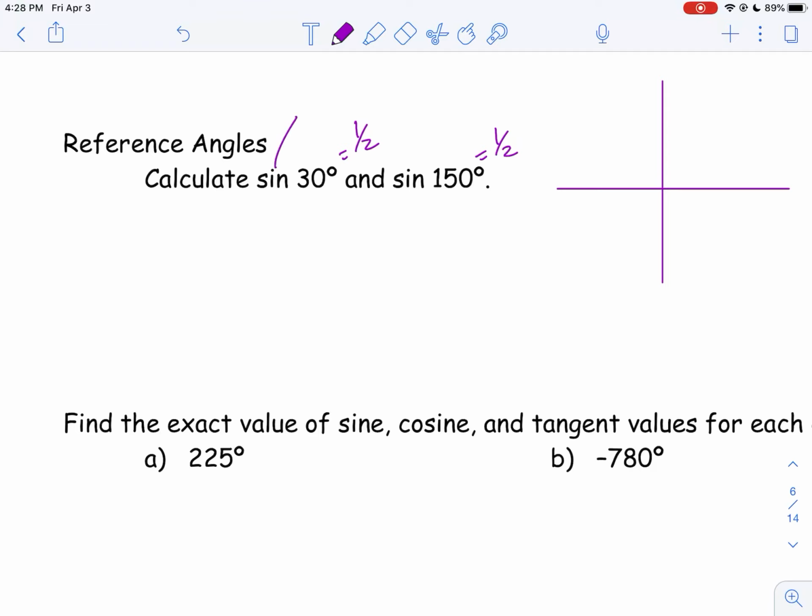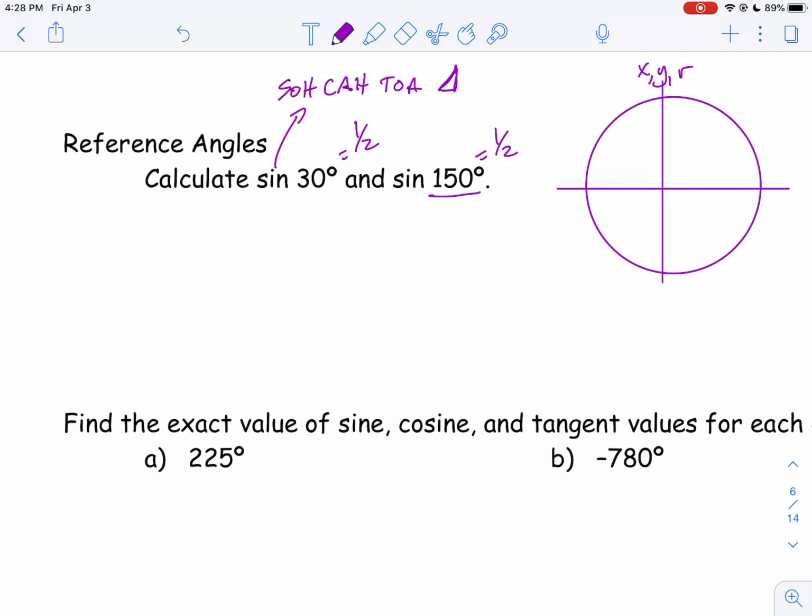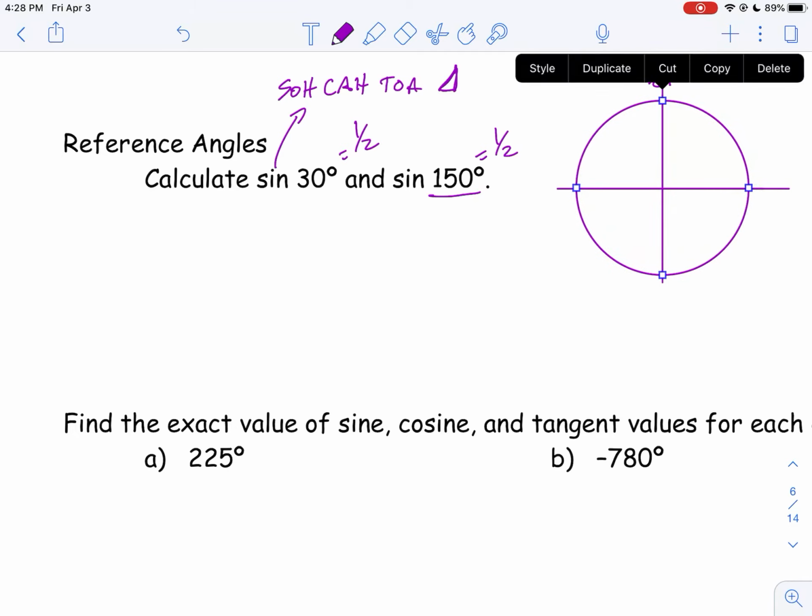So we kind of are used to and comfortable with this idea of SOHCAHTOA. That works pretty good when I have right triangles. But if I have 150 degrees, that's a bit of a problem for a triangle. We're going to have to shift to our circle and our x, y, and r definitions. So on the circle, we can see here, we've got a circle.